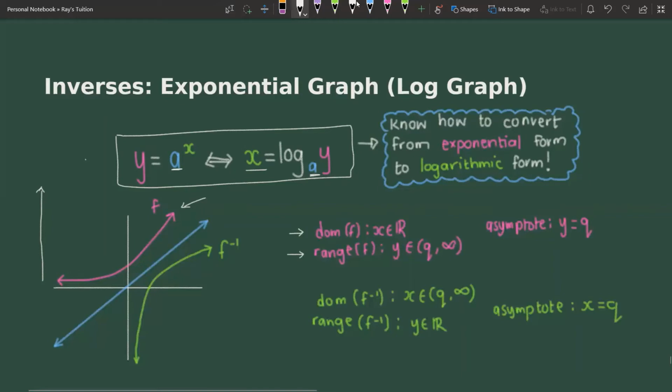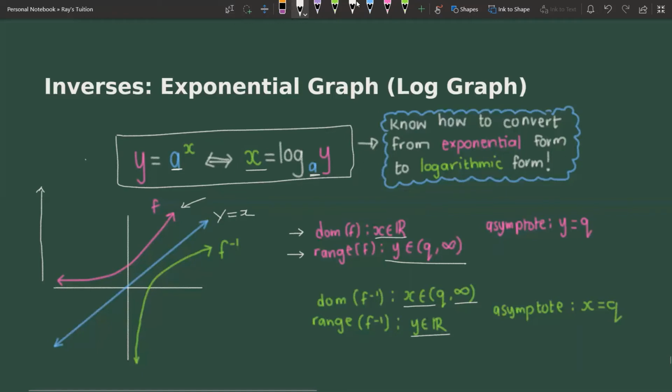Now, the log graph is the reflection about the line y is equal to x. So here we have y is equal to x, and this is the reflection. You see that the green graph is the reflection if the blue line was the mirror. Now, the green line, or the inverse, is known as the log graph. The domain of the log graph, the x values it takes, is from the asymptote to infinity. Can you see what used to be the range is now the domain? The range now takes all y values, so y is an element of real numbers. And again, you should notice that the domain of the old graph is now the range of the inverse. And then finally, the log graph has an asymptote.